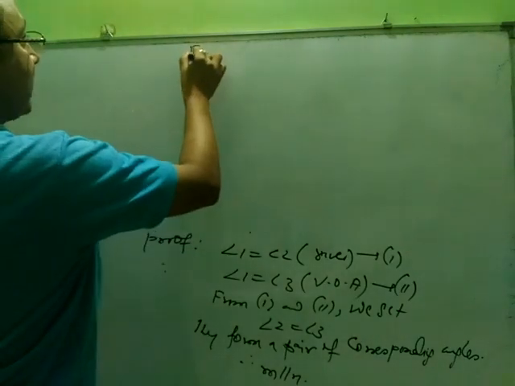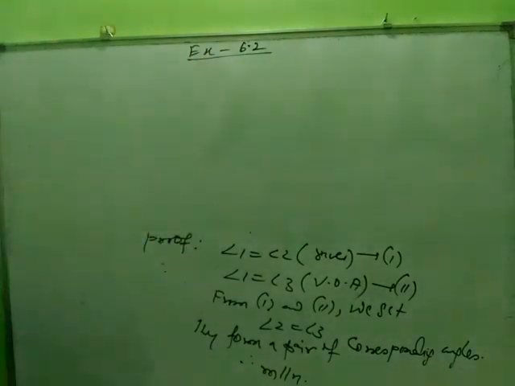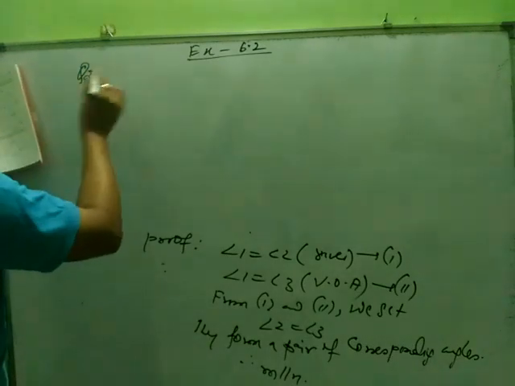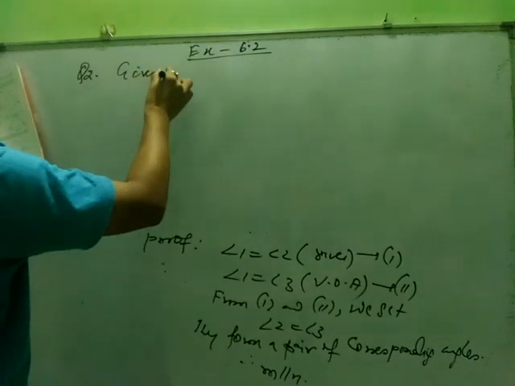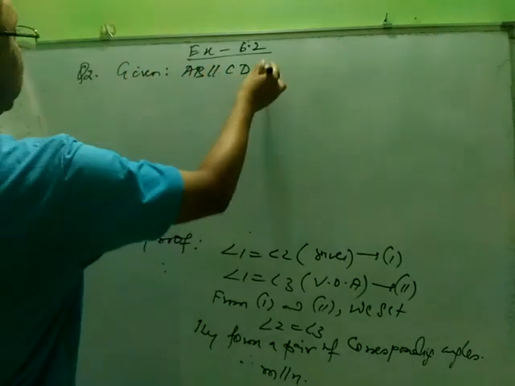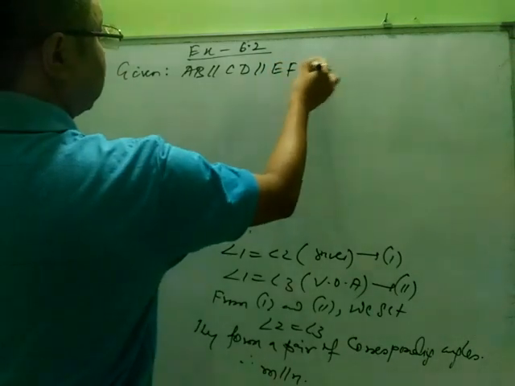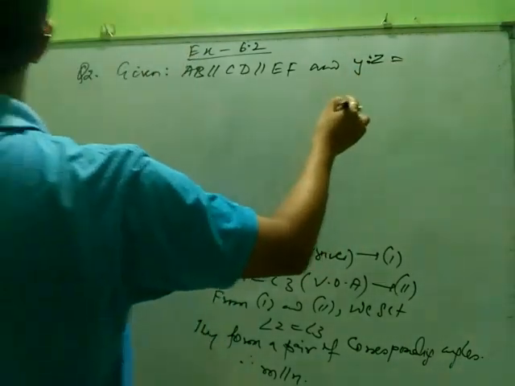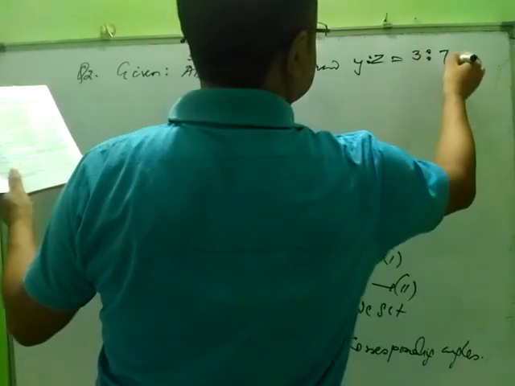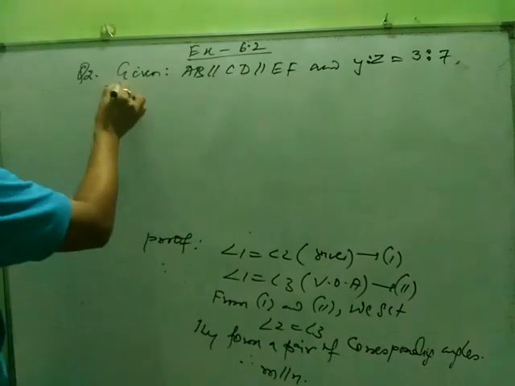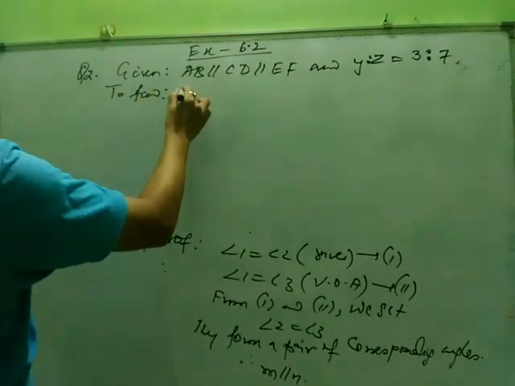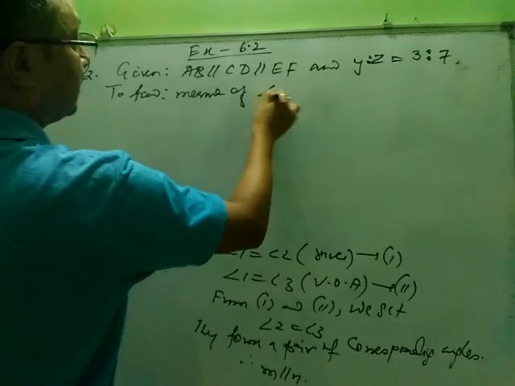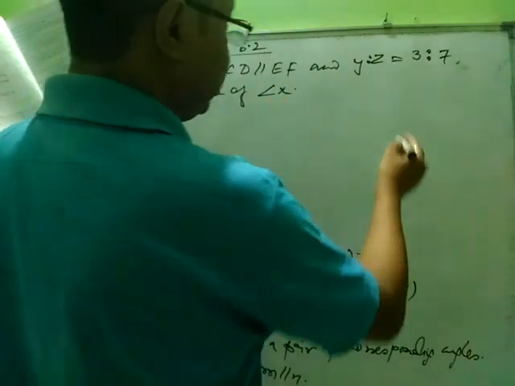Let us take your test group, exercise 6.2. I'll be doing from question number 2. Given AB is parallel to CD, parallel to EF, and y:z equals 3:7. Now to find the value of x, that is the measure of angle x. The figure is given.